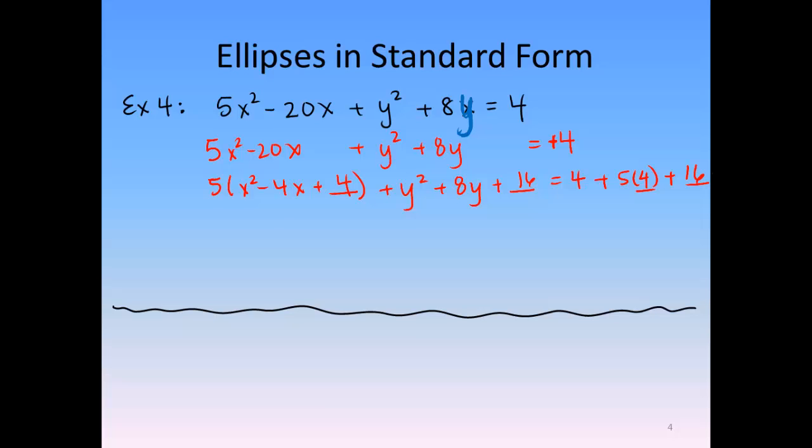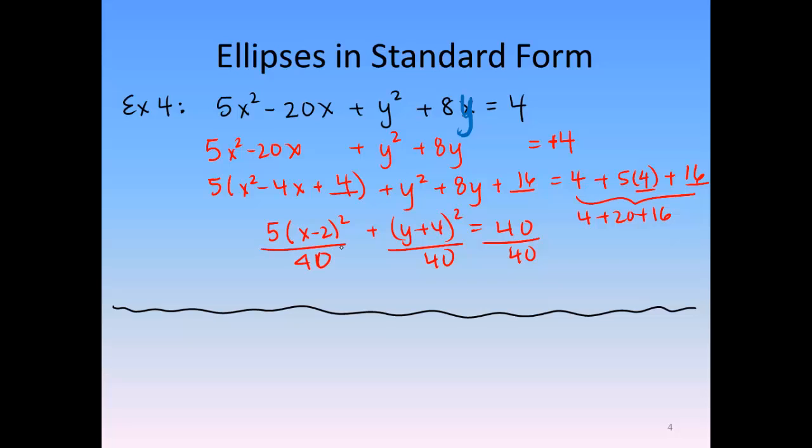All right. This leaves me with 5 times the quantity of x minus 2 squared plus y plus 4 quantity squared equals, and let's simplify, we get 4 plus 20 plus 16, or 40. And I'm going to have to divide the entire equation by 40. And that leaves me to reduce the first quantity to x minus 2 quantity squared over 8 plus y plus 4 quantity squared over 40 equals 1. I have an ellipse that is centered at 2, negative 4, and in the horizontal direction I'm going to move the square root of 8 both left and right, and in the vertical direction I'm going to move the square root of 40 up and down from our center.